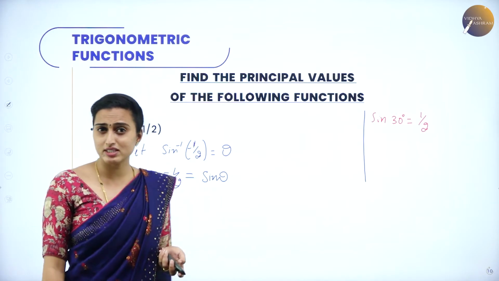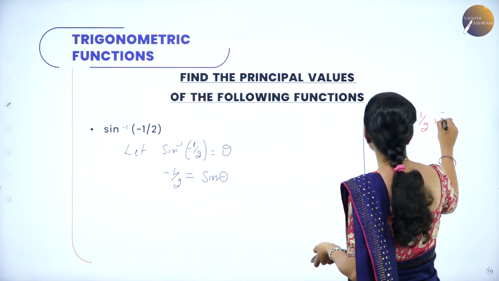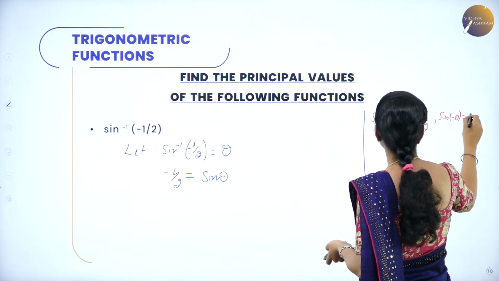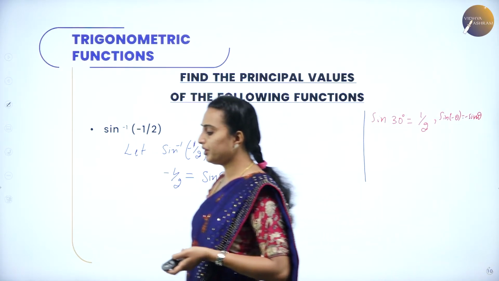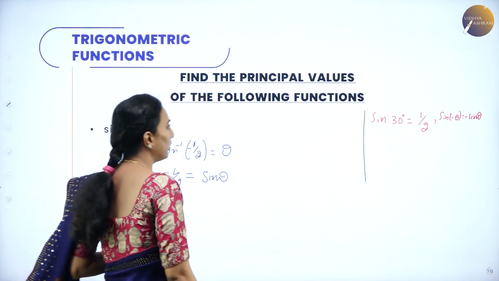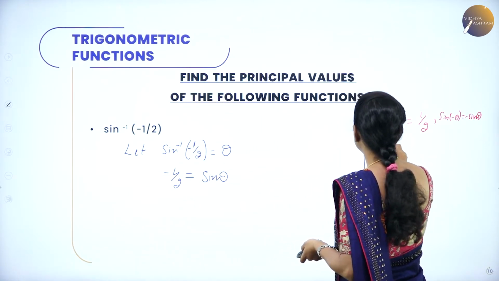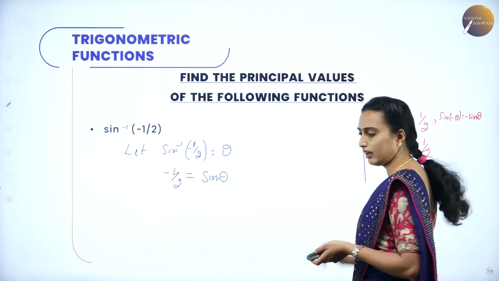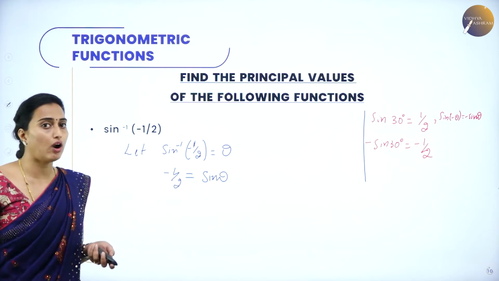What is sine of minus theta? Sine of minus theta is minus sine theta. So I am going to write sine of minus theta is equal to minus sine theta. Correct? So if I take sine of minus 30 degrees, it is minus sine 30 degrees, which is equal to minus 1 by 2. Therefore, minus 1 by 2 can be written as what?